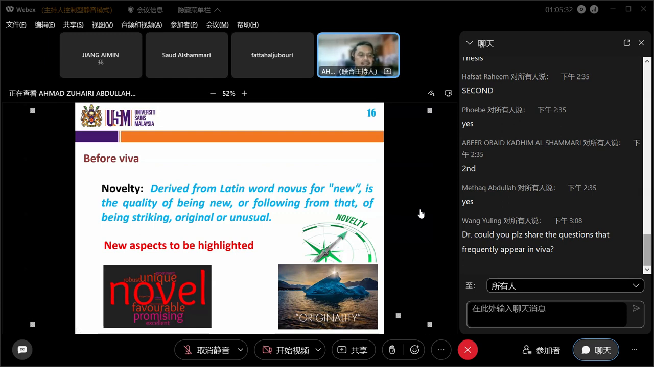And another thing you may want to add in your slide, novelty of your work. How novel it is, especially those from science and technology. The novelty means something new, new elements. It derived from the Latin word novus, for new, which is the quality of being new, or following from that, of being striking, original, and unusual. It is about new, but of course, it's very subjective.